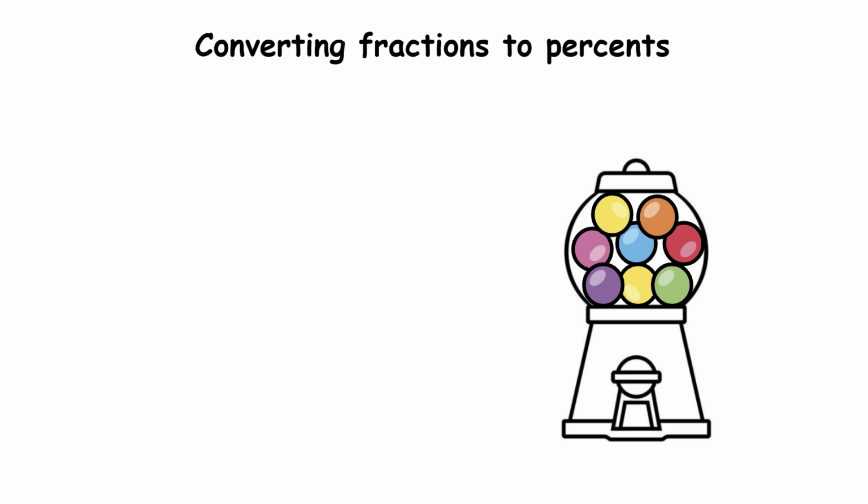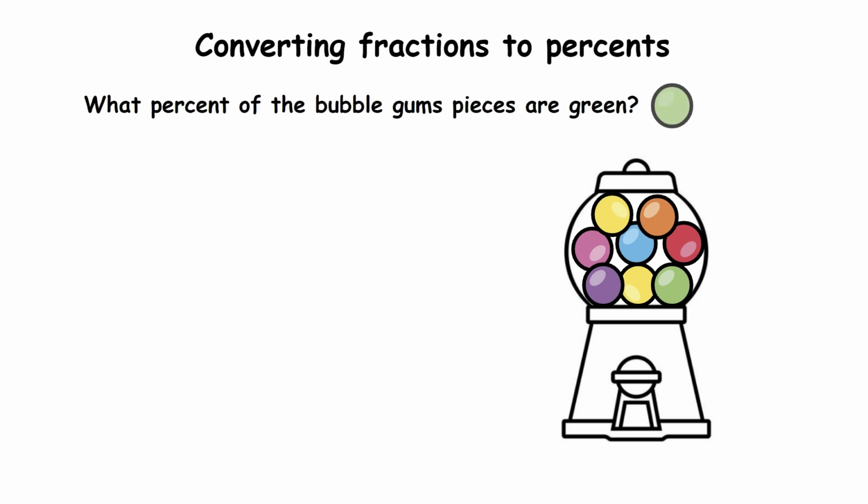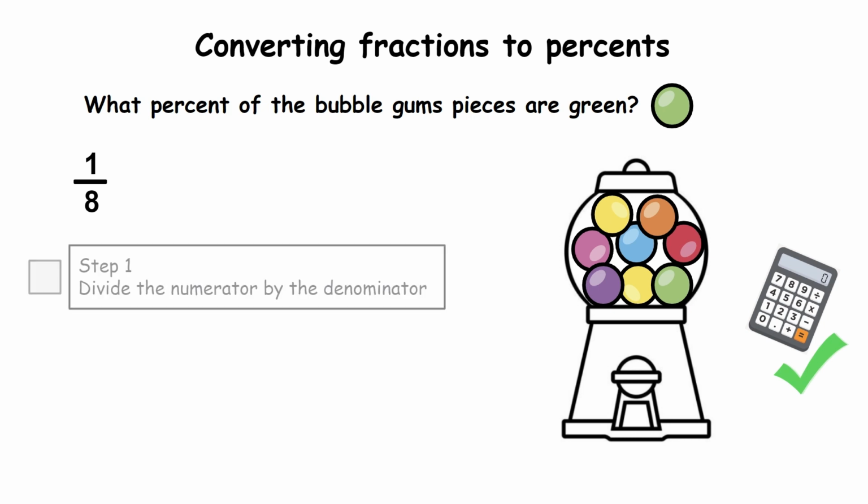Now, in the next example, we want to know what percent of the bubblegum pieces are green. And this time, we're going to use a calculator. So again, we count 8 pieces of bubblegum in the machine, and 1 of the 8 pieces of bubblegum is green. So now that we have the proportion of bubblegum pieces that are green as a fraction, let's convert this fraction to percent. And to do that, the first step is to use our calculator to divide the numerator by the denominator. And 1 divided by 8 equals 0.125.